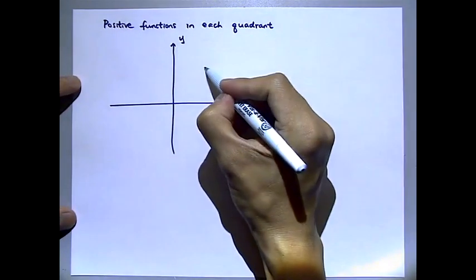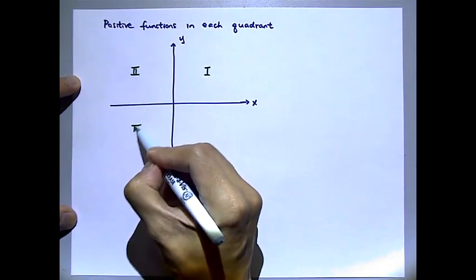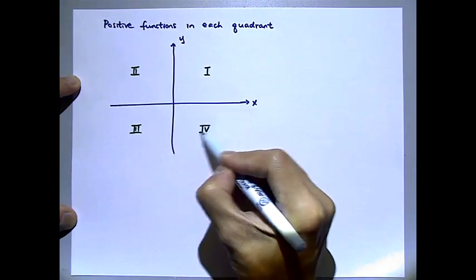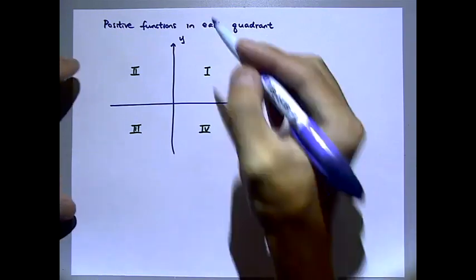This is quadrant 1, quadrant 2. Quadrant 3, quadrant 4. In quadrant 1, which of the 6 trig functions are positive? All of them, right. Every single one of them.